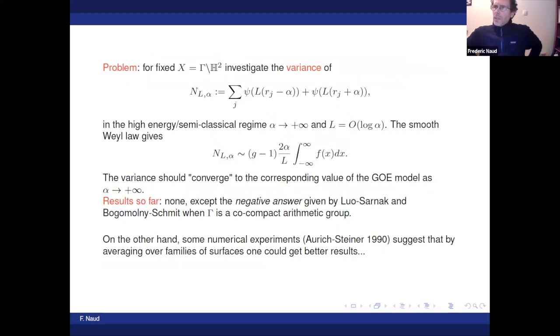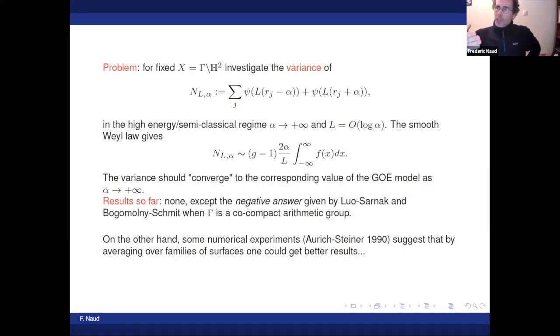So the original problem is a semi-classical problem, okay? It's a high-energy problem. So the way physicists stated their conjecture is you take a counting function. So alpha is an energy level. L is some window size. And you would like to count this function. You would like to understand the asymptotics and the spectral statistics of this kind of functions, so variance, for example, in the semi-classical regime, a priori. Okay, so if you do that, the value is just this asymptotic. So N of L and alpha behaves like something explicit.